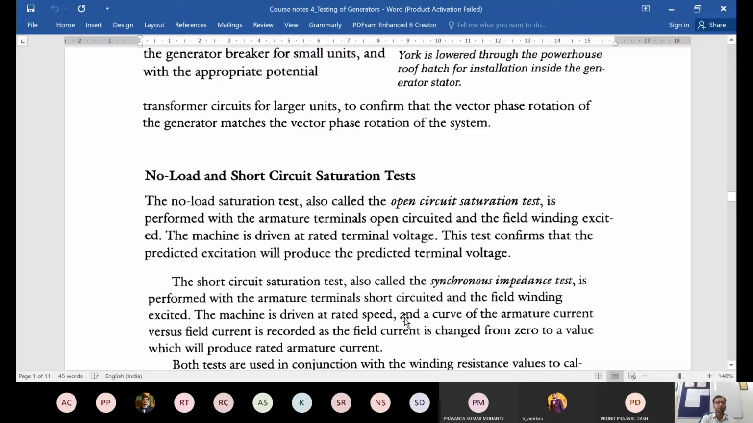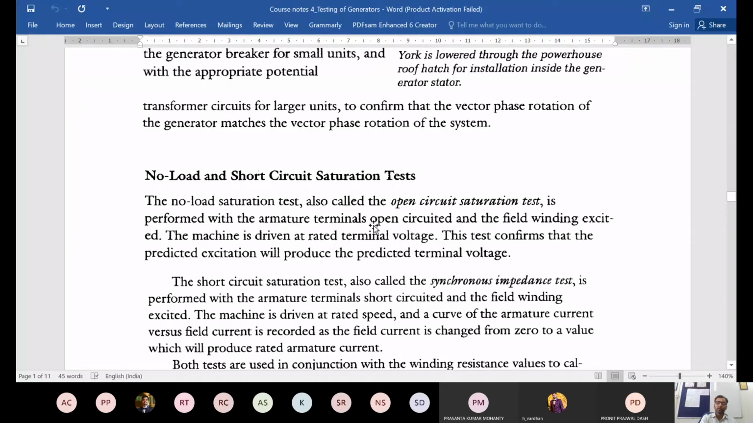That means there is no external load. The load is zero, or the terminals are shorted together, and the field winding is excited. The machine is driven at rated speed, and the curve of the armature current versus the field current is recorded, as the field current is changed from 0 to a value which will produce the rated armature current.